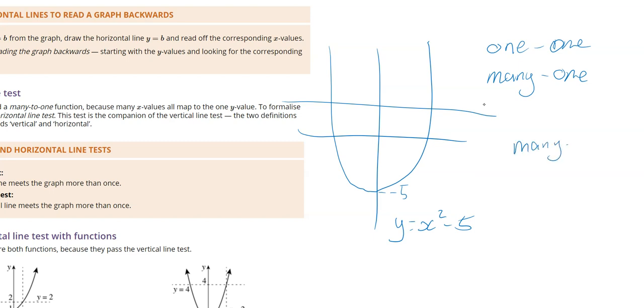Now, if it passes the horizontal line test, that would be either many... oh, sorry. Oh, yeah, no, I'm right. It's many-to-one, or many-to-many. Now, it can't be many-to-many because it satisfied the vertical line test. So that immediately rules that out. And I am getting way ahead of ourselves here, but that's okay.